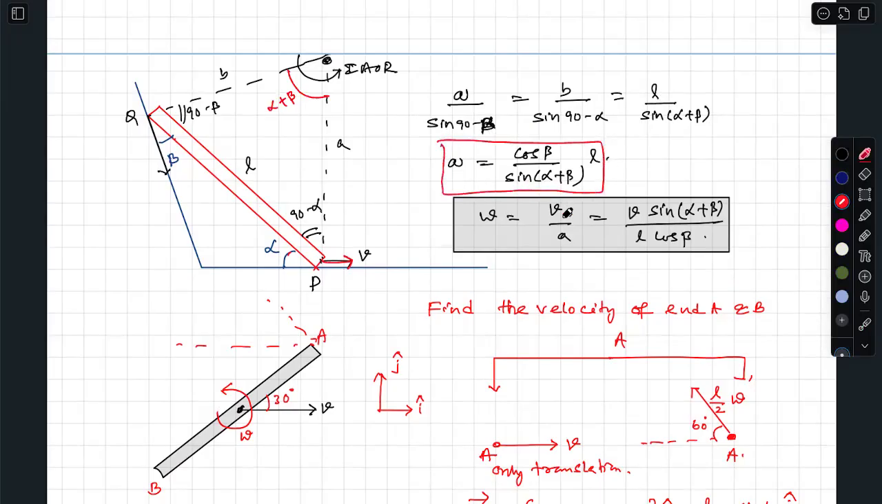So wherever I have L, I can write this. Right. You said omega is V by A. V is already given, and A I will substitute from this. Done. Okay. Tarnaka students, do you have any doubt?